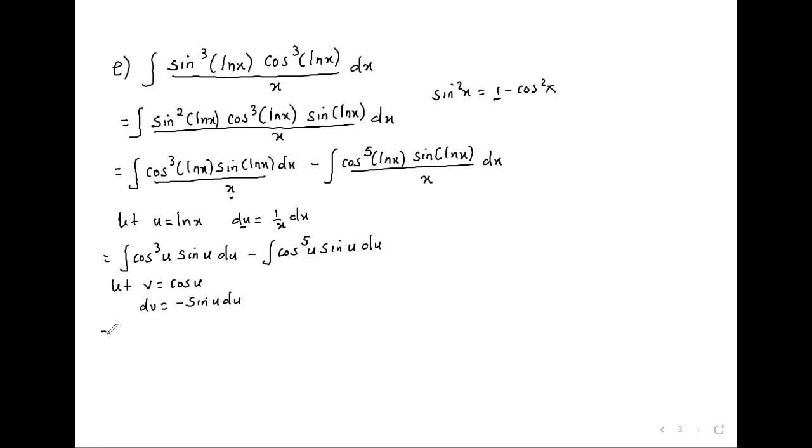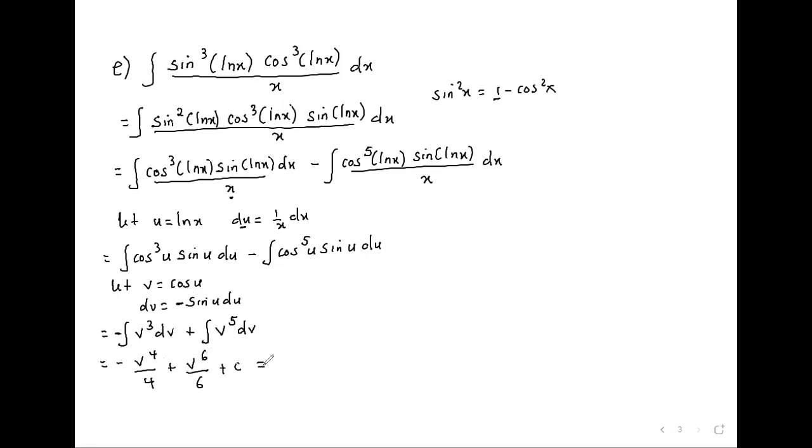So that when we substitute, we have negative v^3 dv, and then plus v^5 dv, because this guy is coming with a minus, so I have double minuses there. Then we'll get minus v^4 over 4 plus v^6 over 6 plus c.